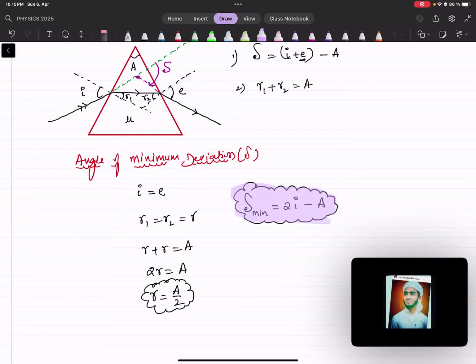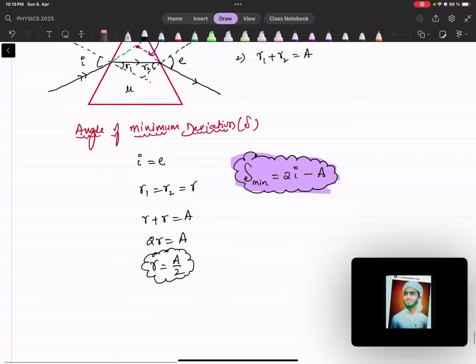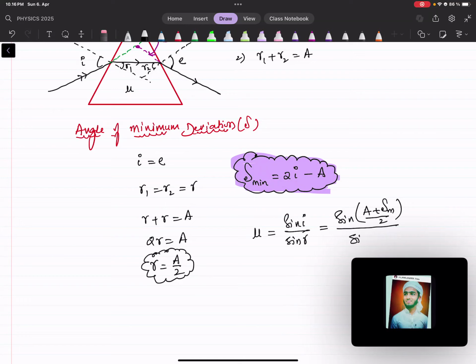A is your angle of prism. I is your angle of incidence. If I'm talking about the refractive index, mu is equal to sine of I divided by sine of R. That is equal to sine of I, which will be equal to how much for me, beta? A plus delta minimum divided by 2. Divided by sine of R, which is equal to how much for me here, beta? A by 2. So these are some of the standard formulas you need to remember.